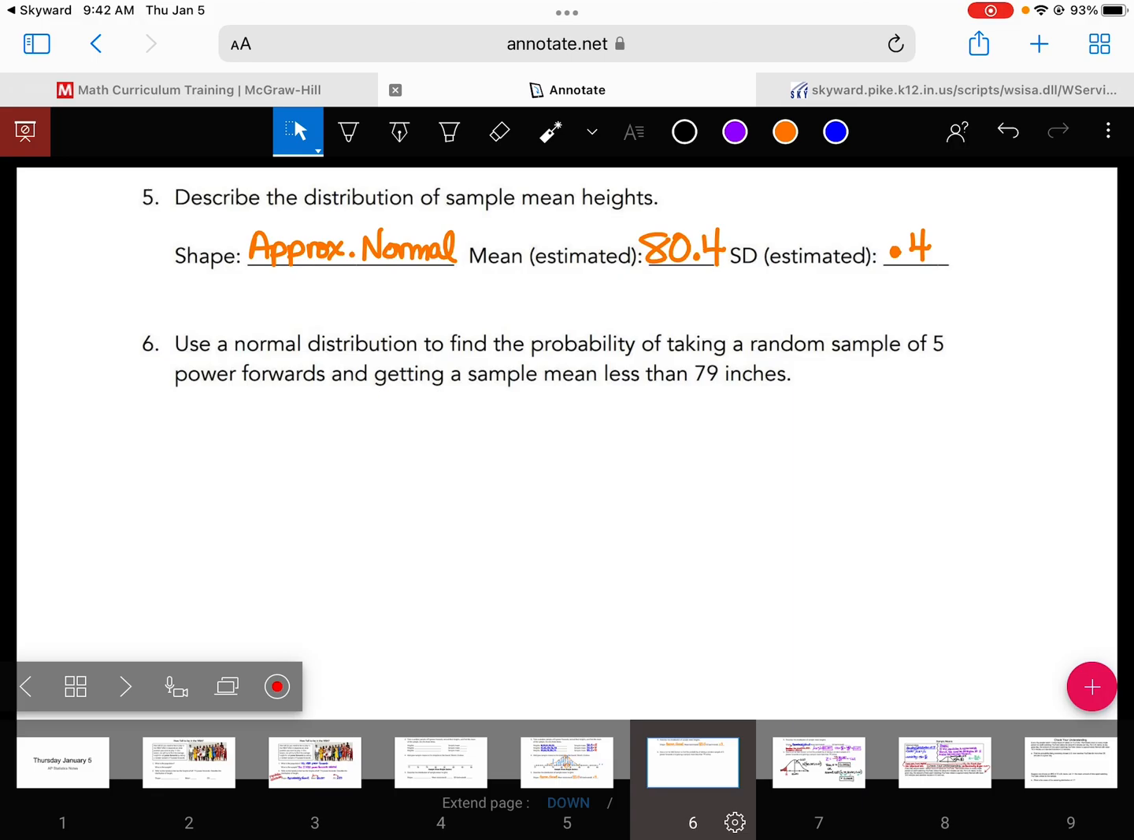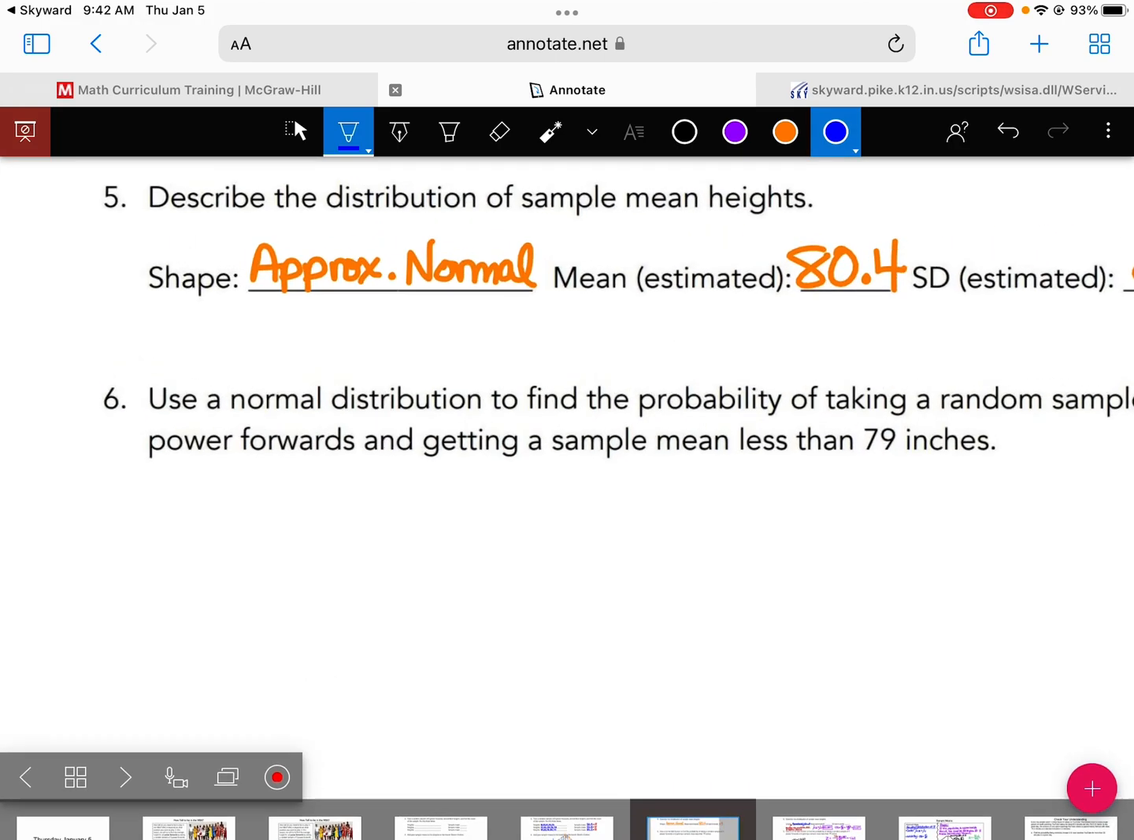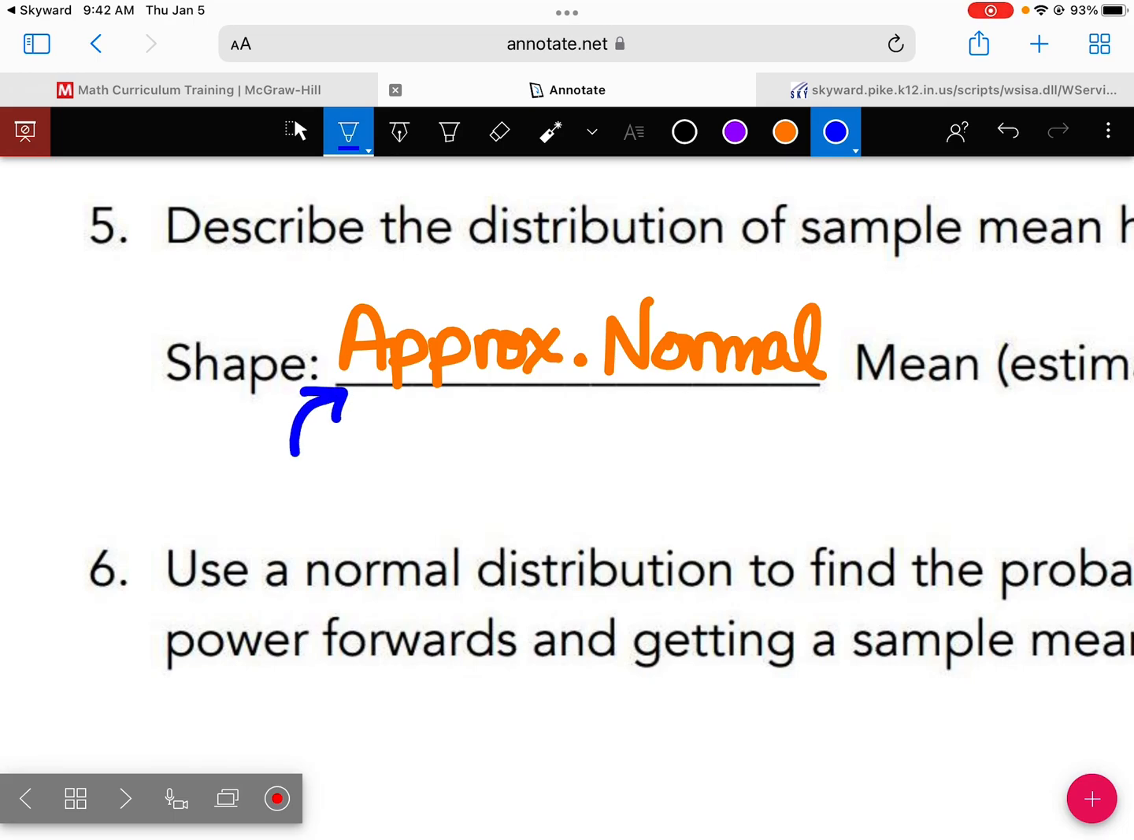So before we get into that, I want to make sure that we have the correct values to use here. This is approximately normal because the population distribution was approximately normal, what we saw on here with our dot plot. My population distribution was approximately normal, so my sampling distribution is going to be approximately normal.